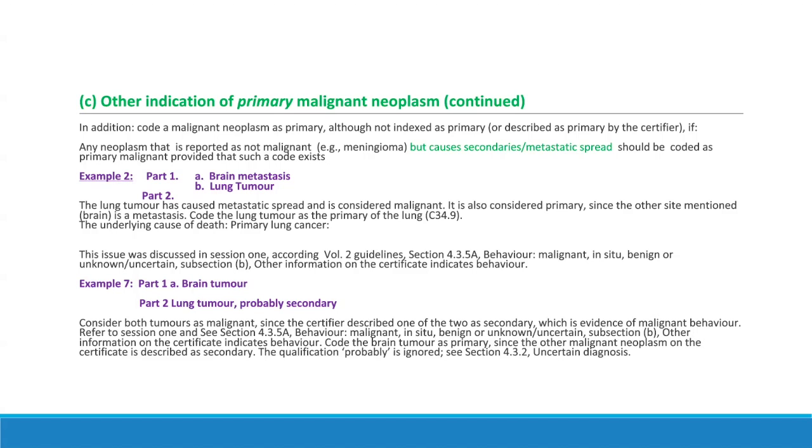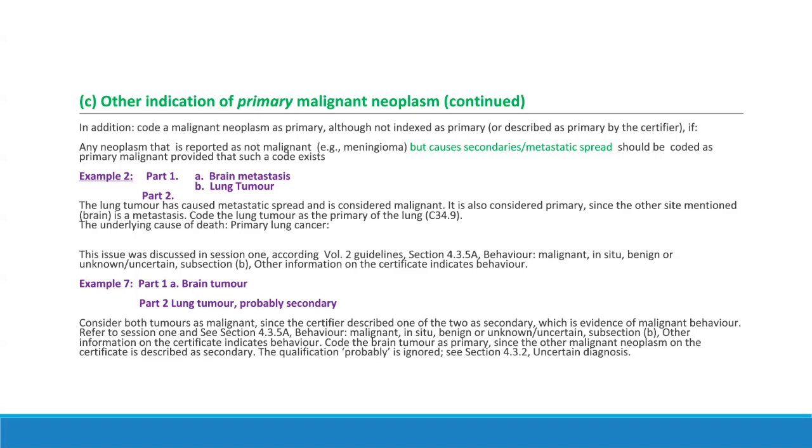In example 2, where a lung tumor causes brain metastasis, illustrates the principle. Despite the brain metastasis being reported, the lung tumor causing the metastatic spread should be coded as the primary malignant site, C34.9, under the guidelines. The lung tumor is considered the primary cause of death, labeled as primary lung cancer.